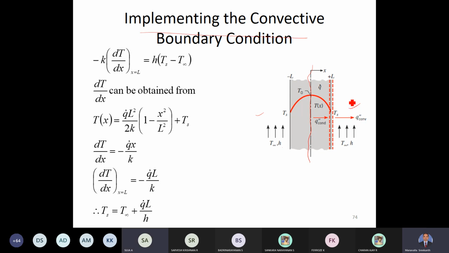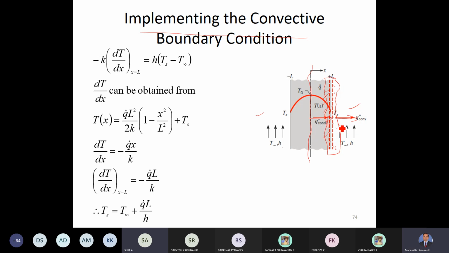To implement the convective boundary condition, we take this region and perform an energy balance. This is the control volume, represented in this figure by the dashed line. So what is happening within this control volume? On the left side it comprises the solid part, and on the right side it comprises the gaseous part. In the solid part conduction takes place, and in the gaseous part convection takes place. So some heat is conducted into the control volume and the same heat is convected out of the control volume.